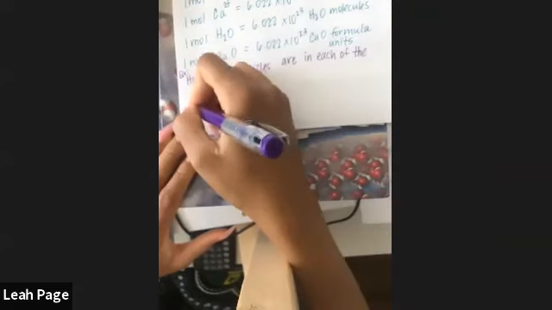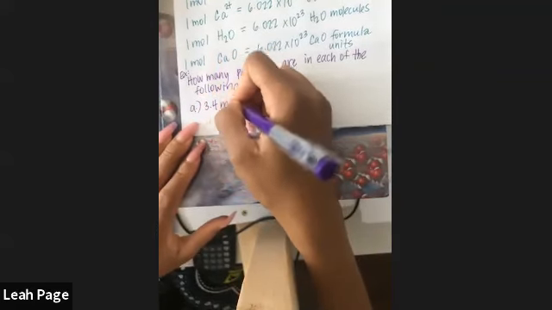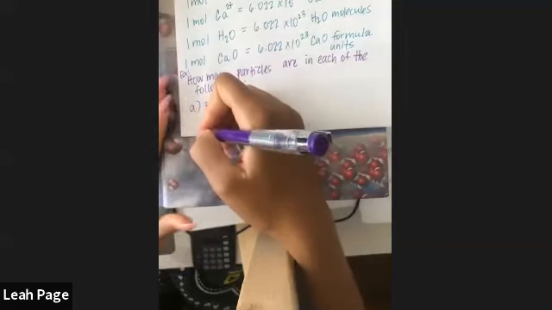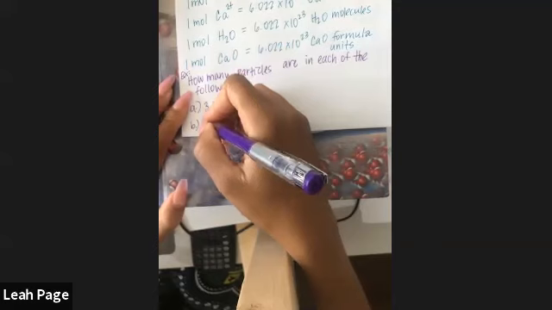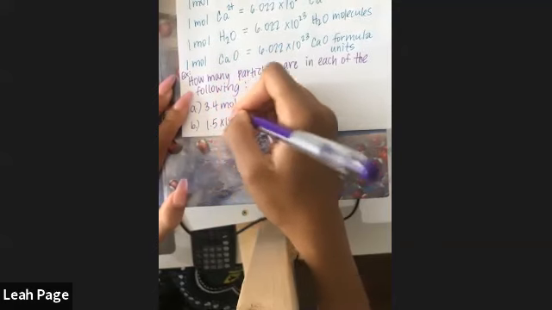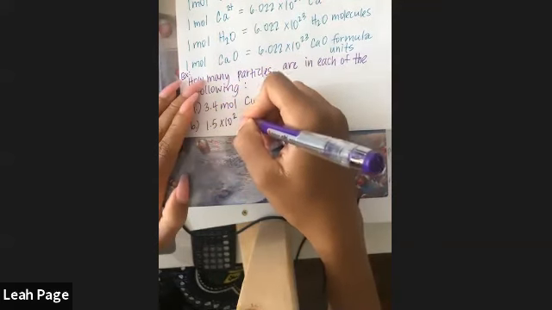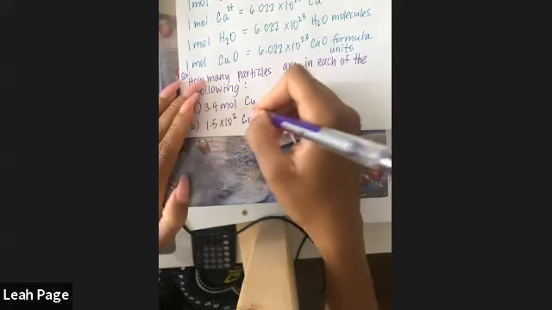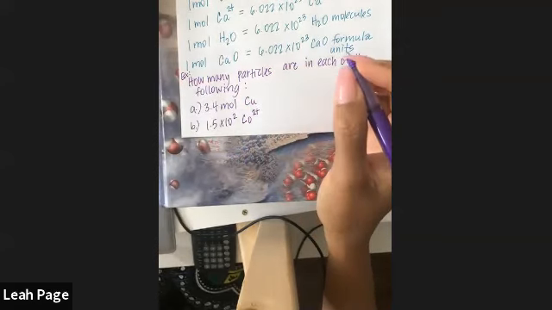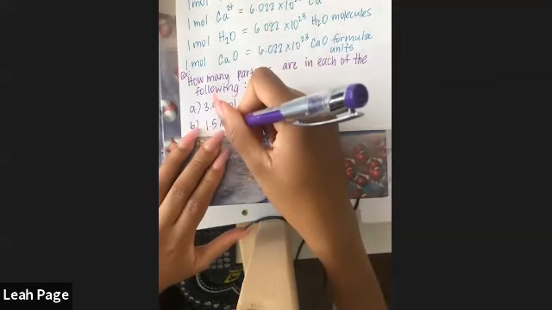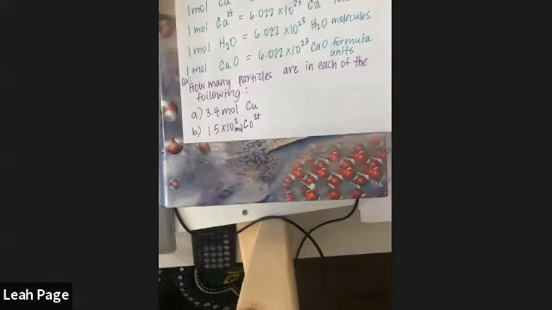So the first one is saying, if I have 3.4 moles of copper, and then B says, if I have 1.5 times 10 to the power of 2, let's say I have cobalt ions. And this should say moles of cobalt ions.